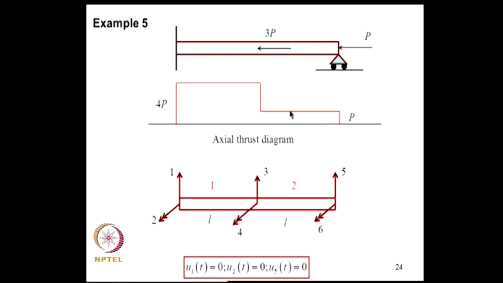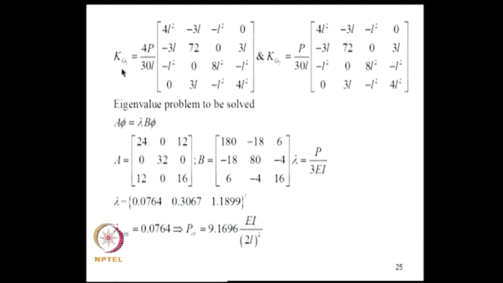Again, I will divide this beam into 2 elements, and while forming the geometric stiffness for element 1, I will use 4P as the axial force, whereas when I form the geometric stiffness for the second element, P will be the axial load. That is the only difference. So, for the first element the geometric stiffness is 4P by 30L, for the second one it is P by 30L. All other details remain the same as far as the elastic stiffness matrix is concerned.